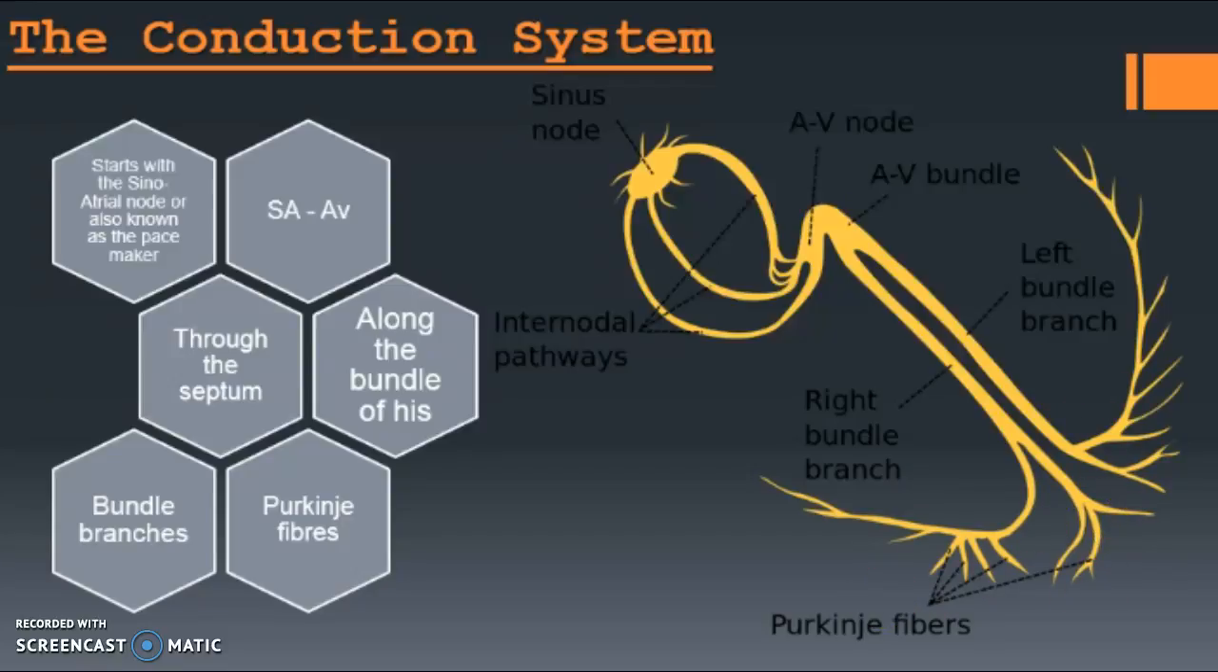So basically an impulse will spread from the SA node to the AV node and through the atria, which creates atrial systole. It will then continue from the AV node to the bundle of His to the bottom of the heart before going back up the Purkinje fibres to create the ventricular systole.